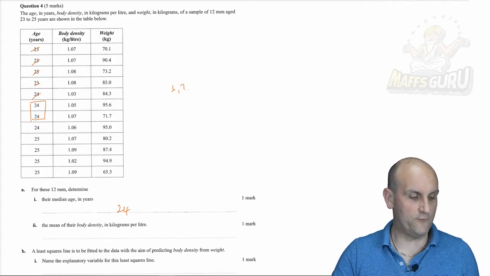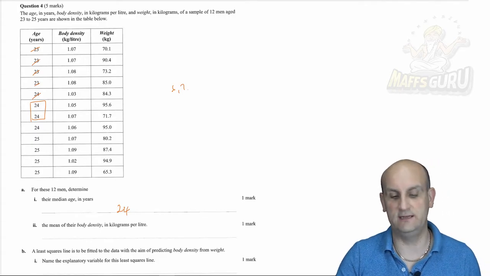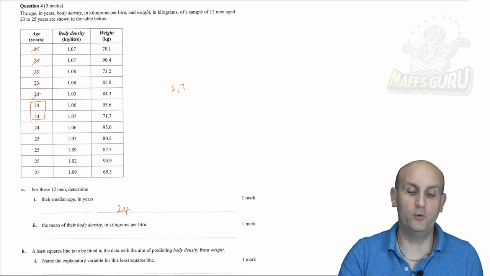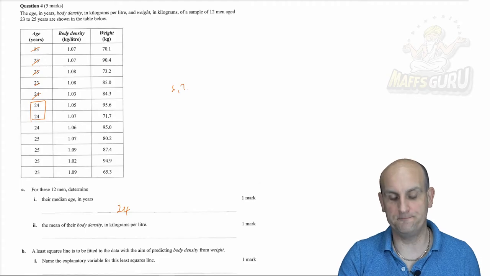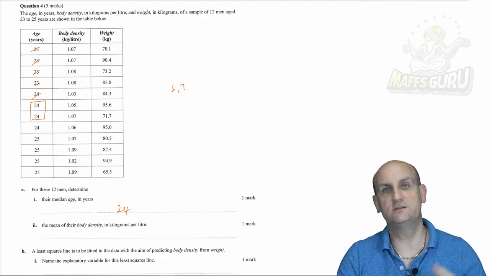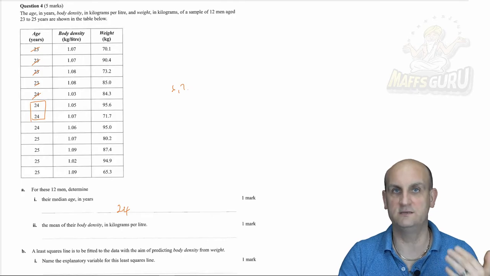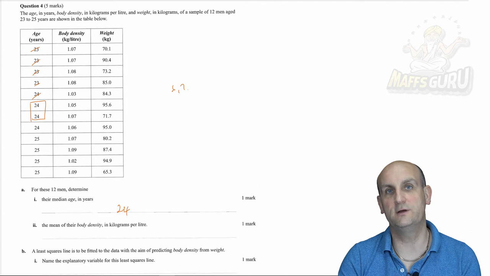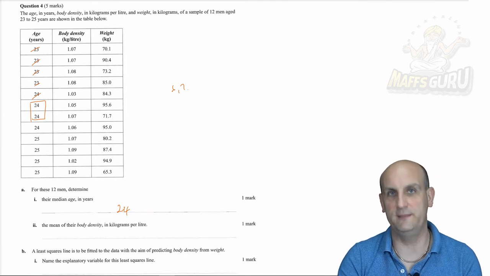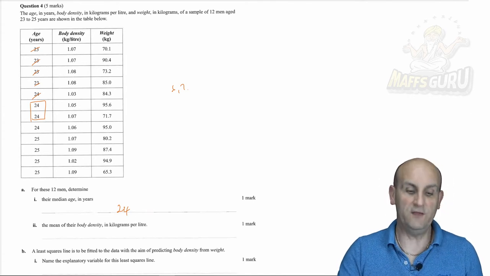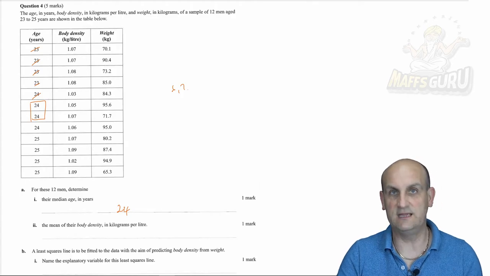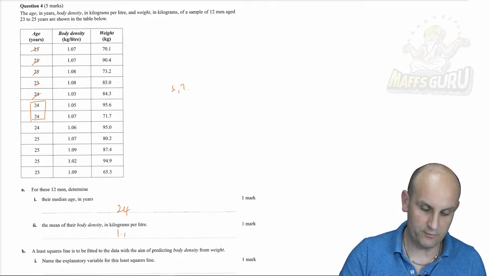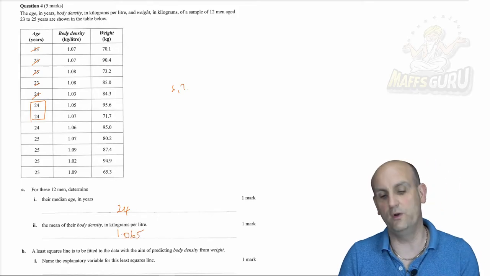The mean of their body density in kilograms per liter. Now again, I'm not going to do the calculator work here for you, but basically you just put all of this into your calculator and get it to work out the mean of that information. So when I put the body densities in and added those all together and divided by the number there were, or used my calculator, out came the value of 1.065. And I put all of the values down there.